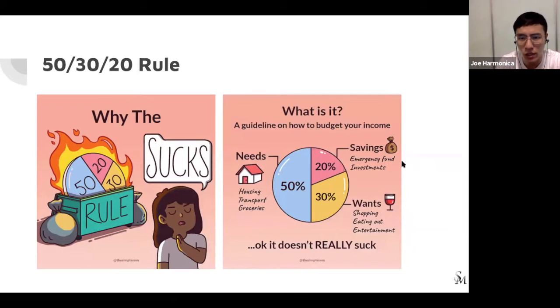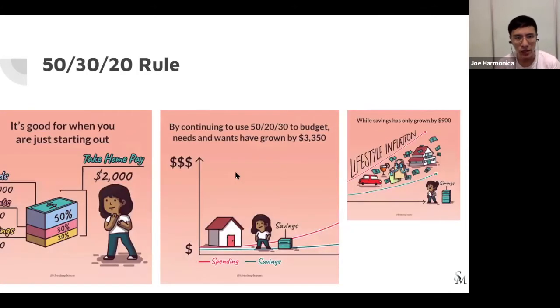So the 50, 30, 20 rule is a guideline on how you budget your income or your take-home money, okay? So 50% goes to your needs, your necessary expenses that you can't really cut down on. 30% are your wants, the things you can cut down on, but you still want them: entertainment, good food, things like that. 20% to your savings, which are again split into emergency fund and investment, okay? It's not good in the long term, but it's not too bad for beginners who are starting up. But here's why it sucks, okay?